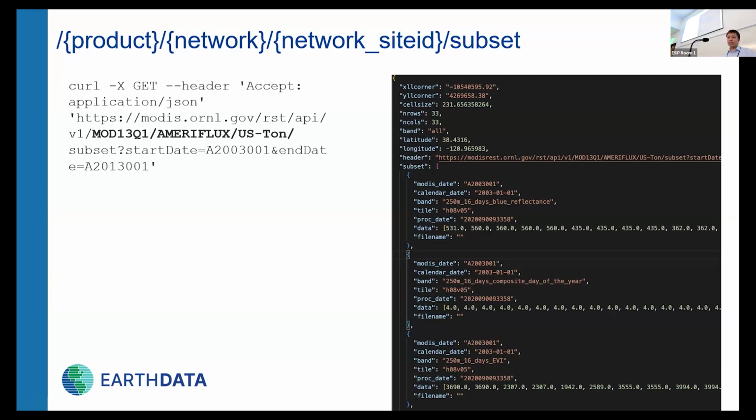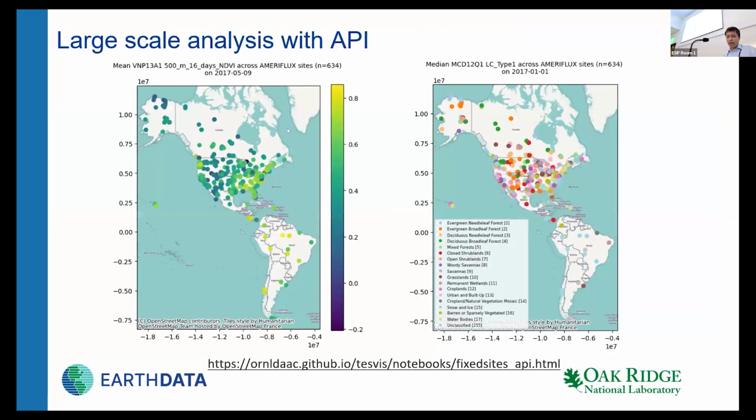If we were to process this, 10 years of MODIS 13Q1, they have one file for every 16 days. So 10 years would be hundreds of files you would have to hit to get these results. But because these are pre-processed datasets, you get them very instantly. Here is one example where you can use this API to produce results like this, a plot of 634 sites. To get a plot like this for all these MODIS and VIIRS products, you would have to hit a lot of files, and it would take a very long time, which you can avoid because we have this API available.